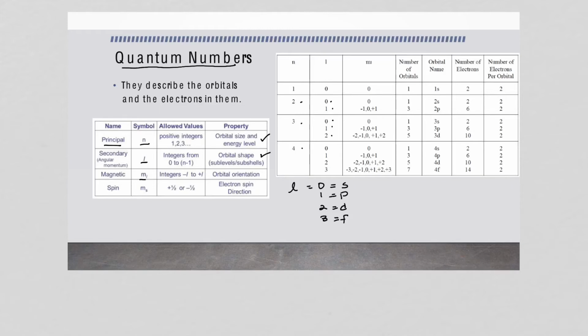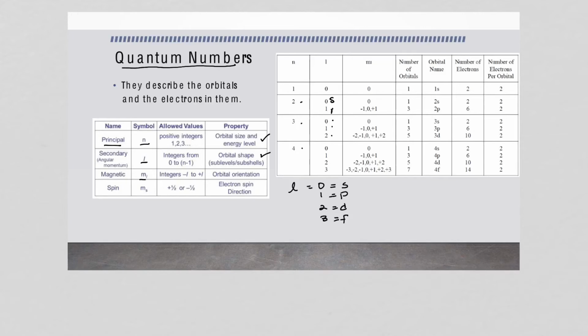Now, notice the pattern again. So in an s orbital, where l is equal to 0, we have only one possible M sub L value, right? And in an s, we have just one orbital, right?